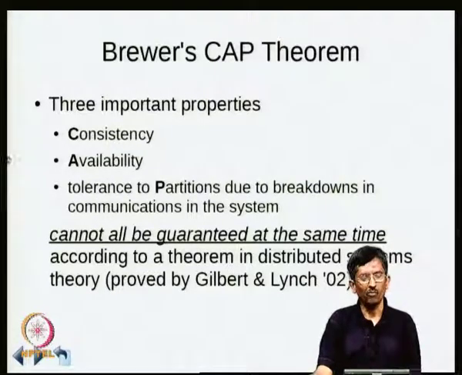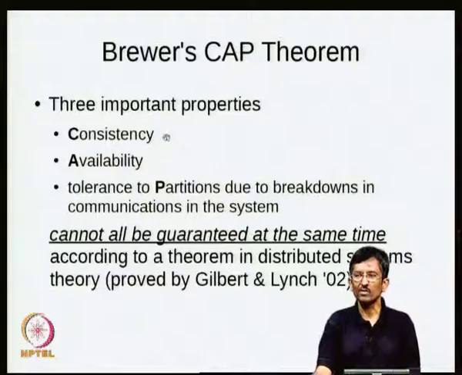Following on this, there is another result called Brewer's CAP theorem, which tells you the following. If you are looking for consistency in a system, that is, the data present in the system is consistent according to some model, and the data is available to you, I want to be able to use the data. For example, I have a file on a system, I want to be able to access it: availability. And then tolerance to partitions.